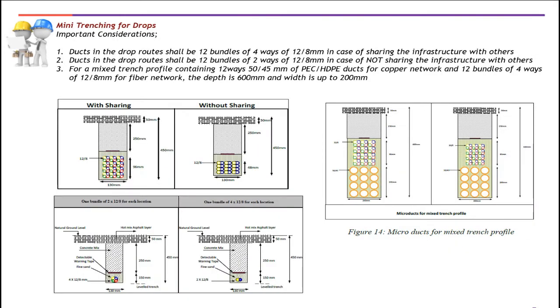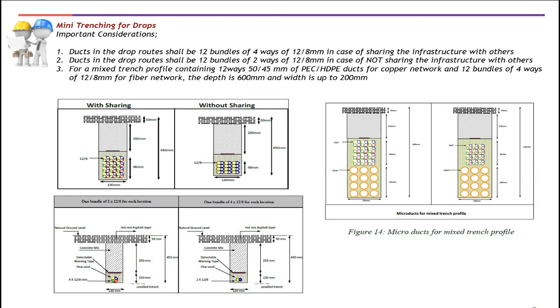All right. Mini trenching in the drop network. There are six pictures in this slide, as you can see. Okay. So first picture on the left is for the duct with sharing, which contains a 12 bundle of four-way 12/8 mm drop ducts if there is sharing, and a 12 bundle of two-way of 12/8 mm drop ducts if there's no sharing. Okay, the pictures below are just an illustration of the drop ducts to the customer side with either shared or no sharing.